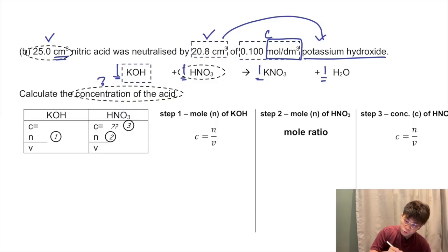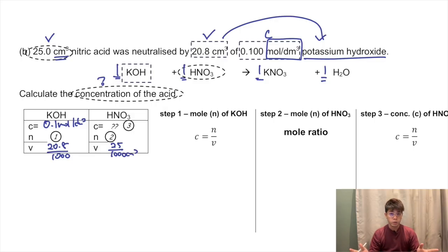So KOH is potassium hydroxide. I know the volume, so it's 20.8 divided by 1000 because I need to convert it immediately to dm cube. I know the concentration, so this is 0.1 mole per dm cube. I know the volume of nitric acid, so this is 25 over 1000 dm cube, and I don't have any more numbers in this question. So M, U, N done. Q, question mark: what is the question asking for? The question is asking for the concentration of the acid, that's why I have a question mark over here at the C.